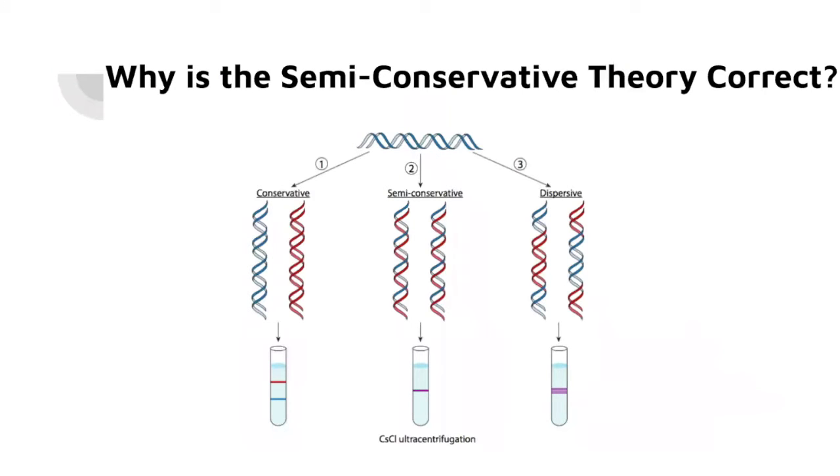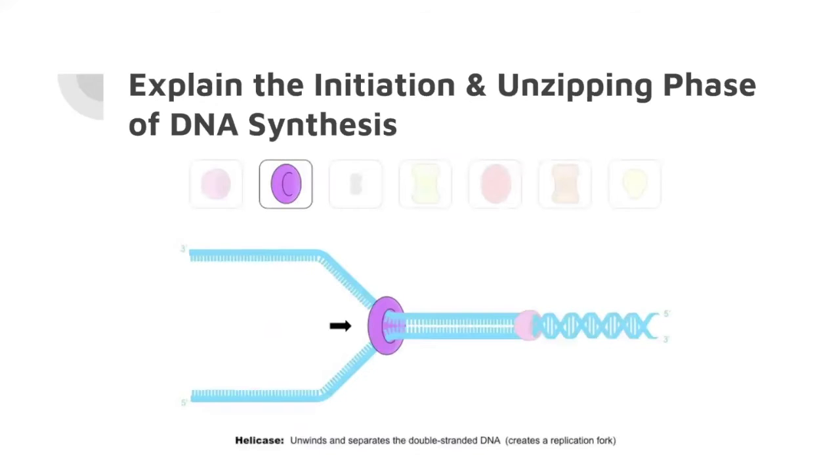Why is the semi-conservative theory correct? The semi-conservative theory is correct because DNA molecules were prepared using the heavier 15 nitrogen and then induced to replicate in the presence of the lighter 14 nitrogen, which is in normal DNA. Then the samples were separated via centrifugation to determine the composition of DNA in the replicated molecules, and the test tubes showed that the DNA had densities that matched the semi-conservative model. Well, this seems like you know your stuff. 100 points. Can anyone explain the initiation phase?